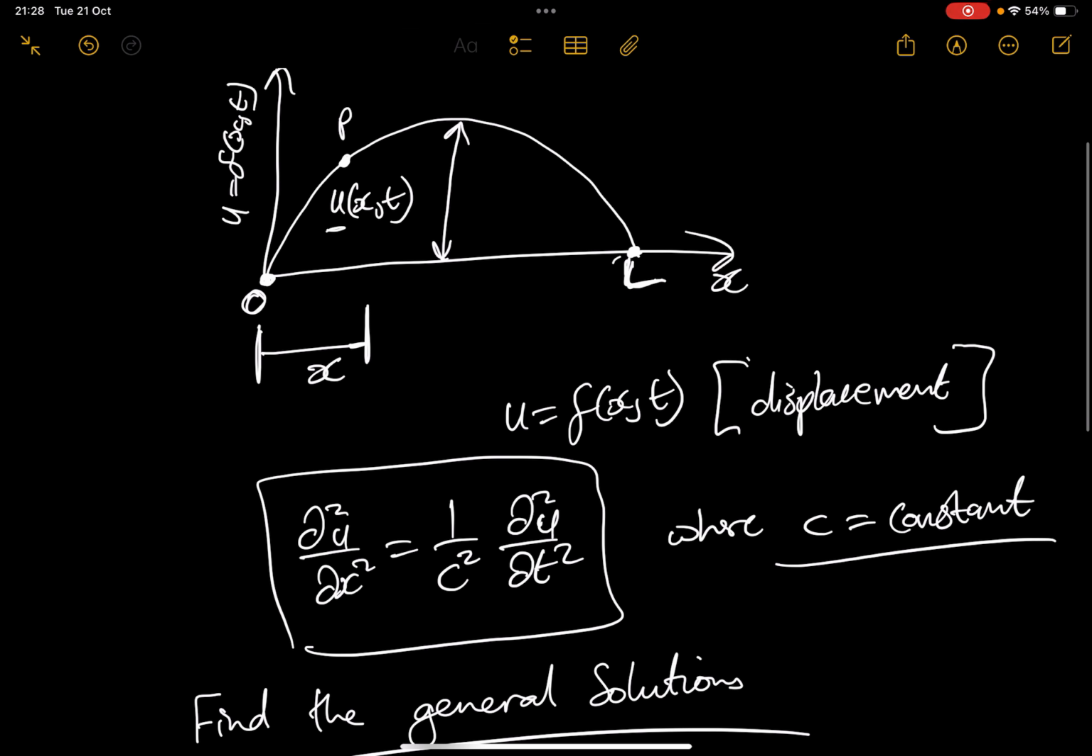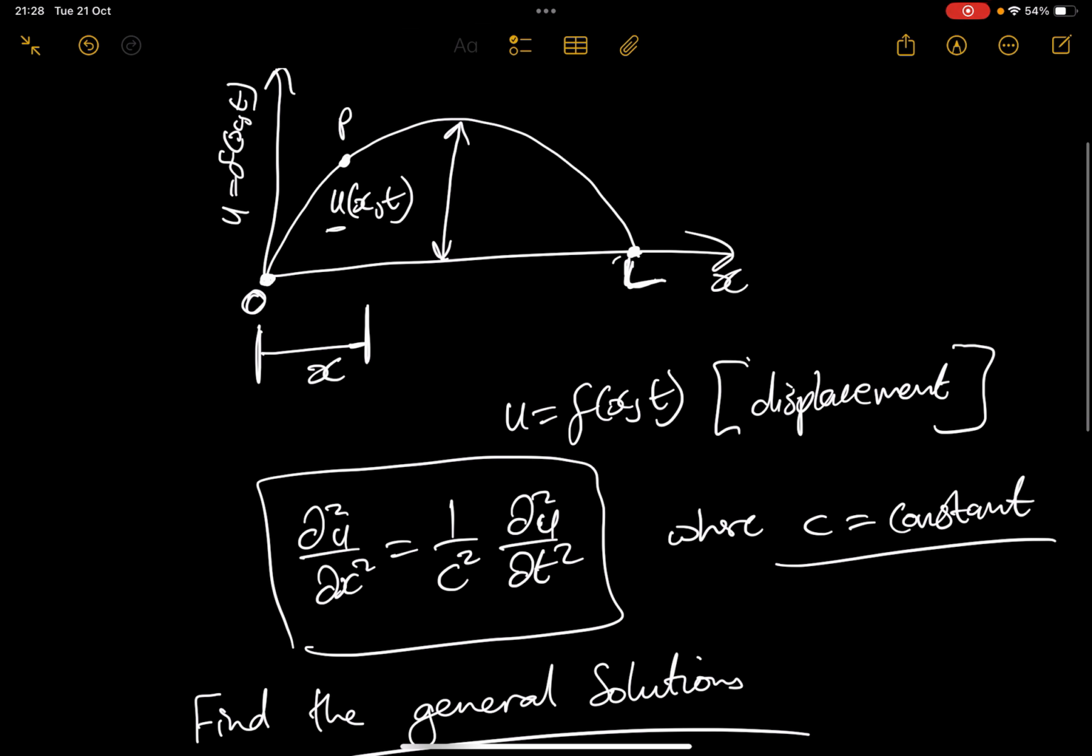So for all values of time, while the string is oscillating between these two fixed values, looking at the initial point and the final point, you can see that at the initial point the displacement u is 0, and also at the final point u is 0. So at the point where x is 0, u is 0, and at the point where x is equal to L, the displacement is also 0 for all values of time.